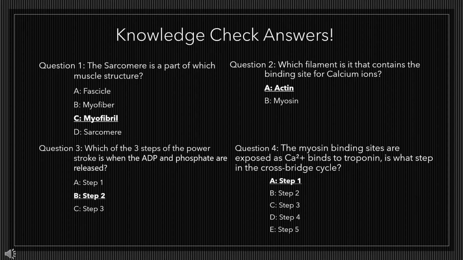Now come the answers. To answer question 1, it is C, myofibril. The answer to question 2, which filament is it that contains the binding site for calcium ions? It is A, actin. And question 3, which of the 3 steps of the power stroke is it when ADP and phosphate are released? The answer is B, step 2. Question 4, the myosin binding sites are exposed as calcium ions bind to troponin is what step in the cross-bridge cycle? It is A, step 1.